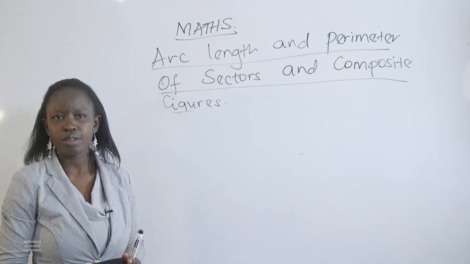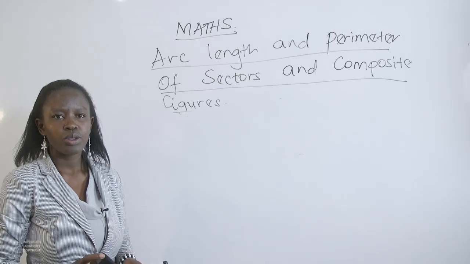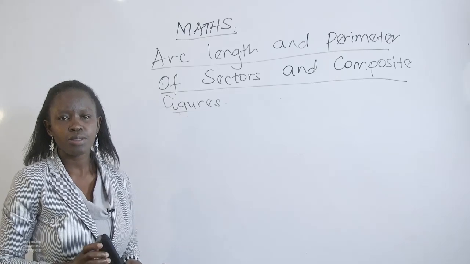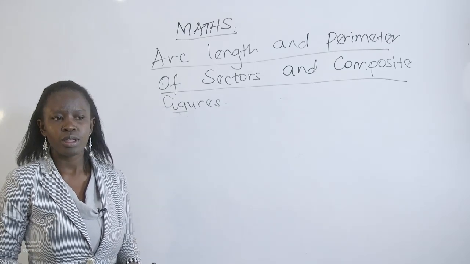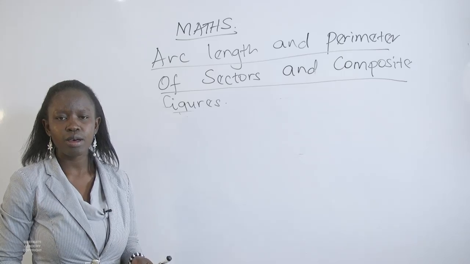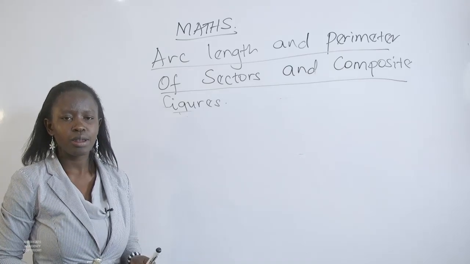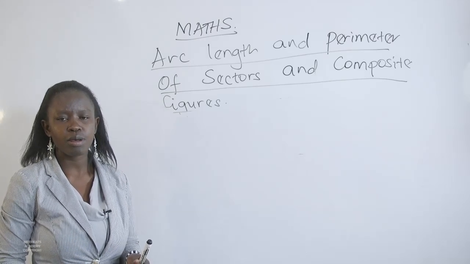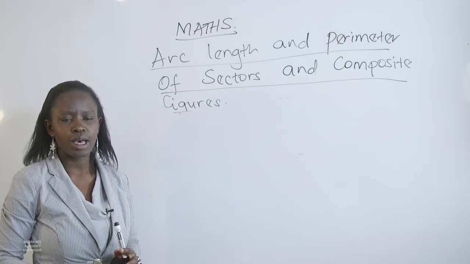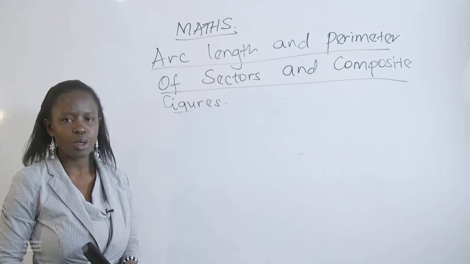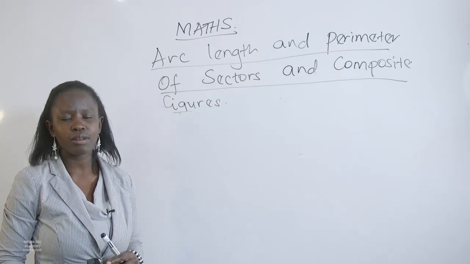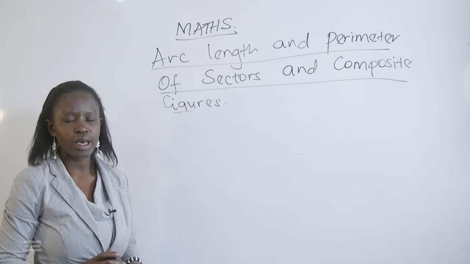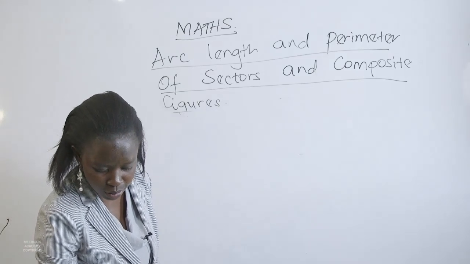So there are situations whereby you can be given the length of the arc, you are given the radius of the sector of the given circle, then whatever you are required to find is the angle that is subtended by the given arc. So let us look at a situation whereby we need to calculate the value of the angle that is subtended by the arc at the center of the circle.